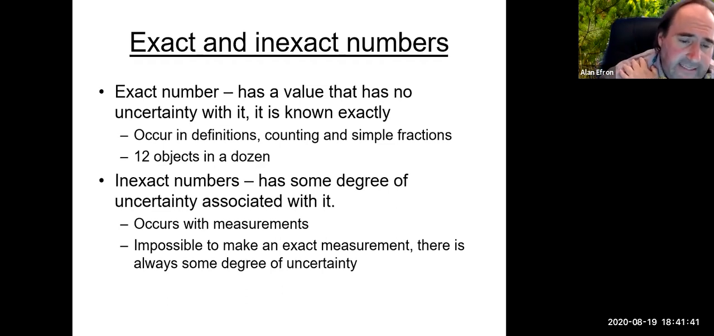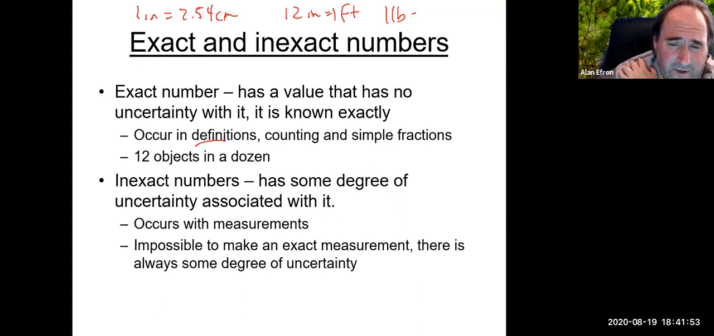It can either be a definition, like 1 inch is exactly 2.54 centimeters. There's 12 inches in a foot. 1 pound is 453.6 grams. These are all basically equalities. They are two things that represent the same amount of something, but in different units. Kind of like if you have 100 pennies, that's the same as $1. They're just different units that represent the same amount.